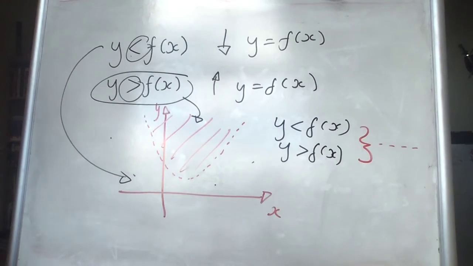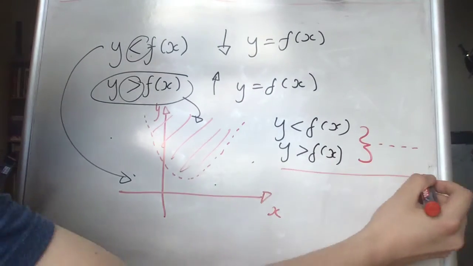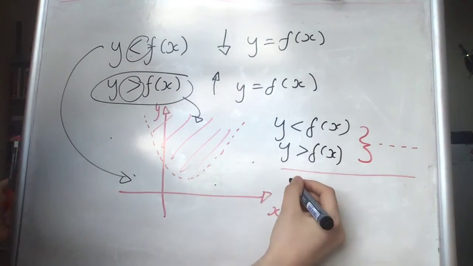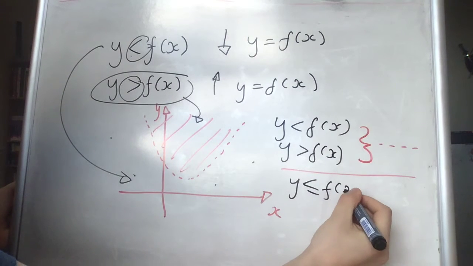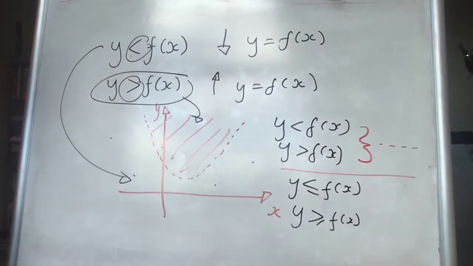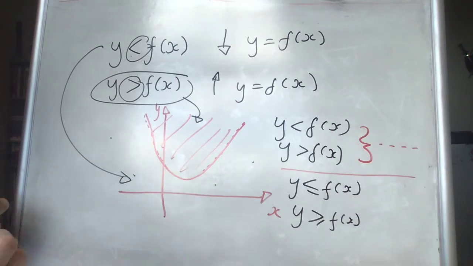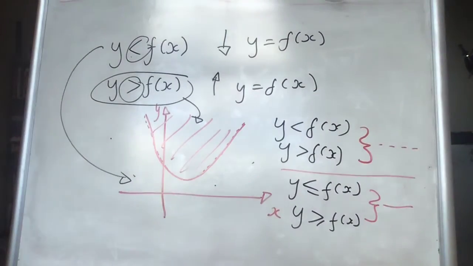However, if we had separately y is less than or equal to f of x, or y is greater than or equal to f of x, then in those situations, the curve y equals f of x is included in the region and is represented by a solid line like that. So if it's in the region, it's a solid line. If it's not in the region, it's a dotted line. Okay, so let's look at an example.